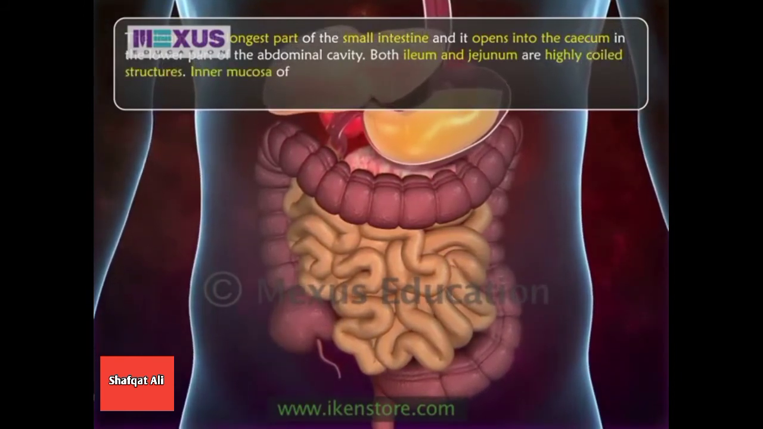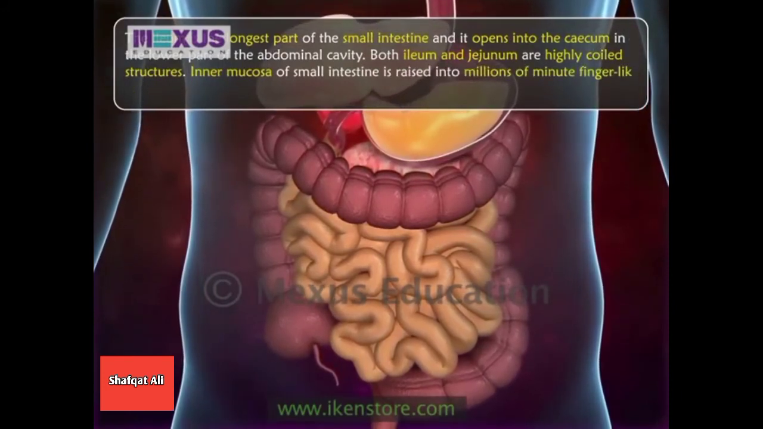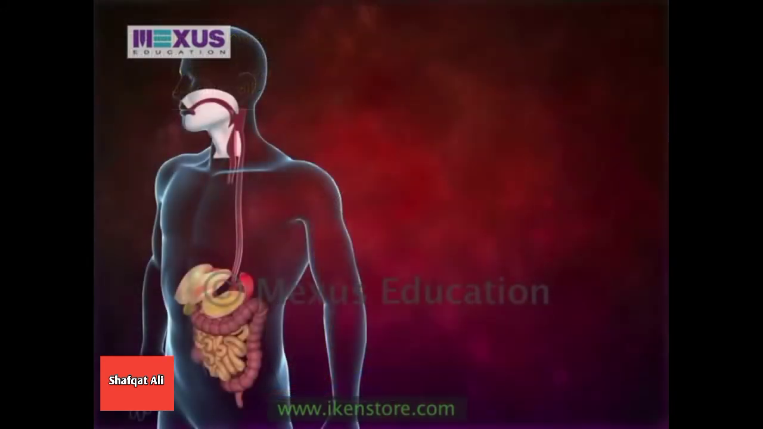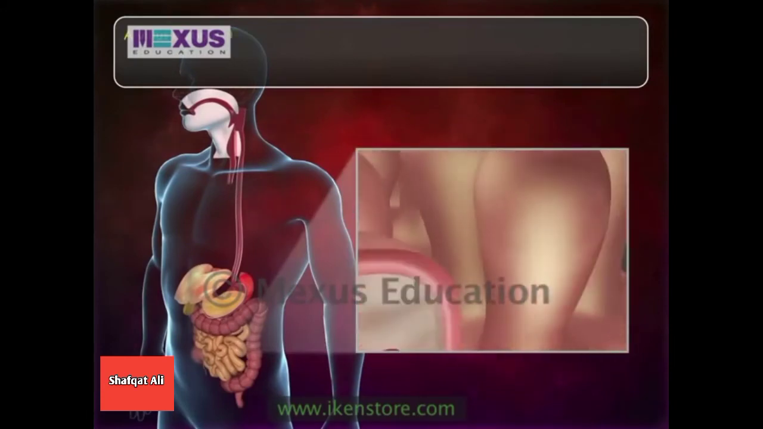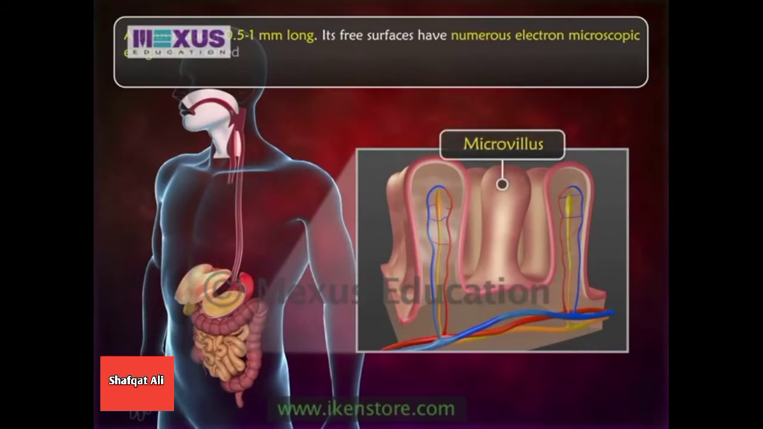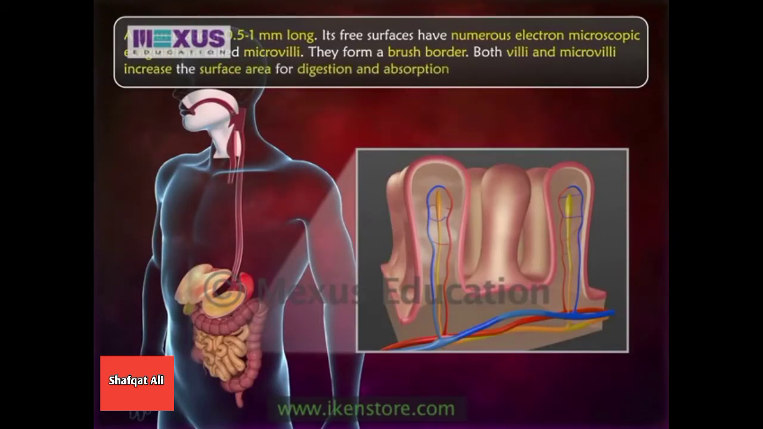The inner mucosa of the small intestine is raised into millions of minute finger-like projections called villi. A villus is about 0.5 to 1 millimeter long. Its free surfaces have numerous electron microscopic evaginations called microvilli. They form a brush border. Both villi and microvilli increase the surface area for digestion and absorption of food.